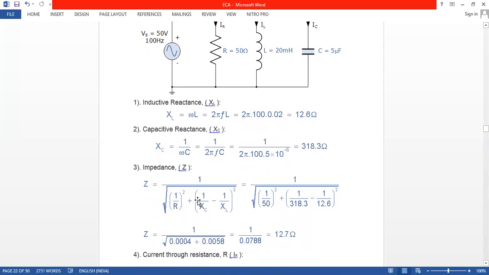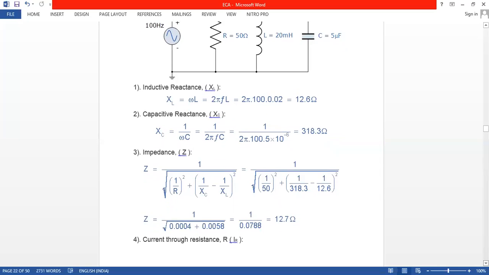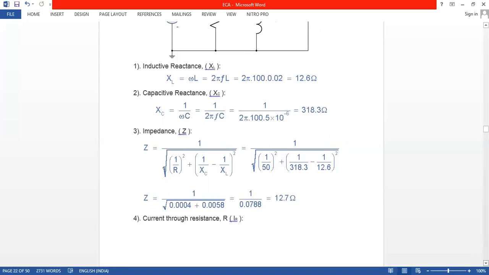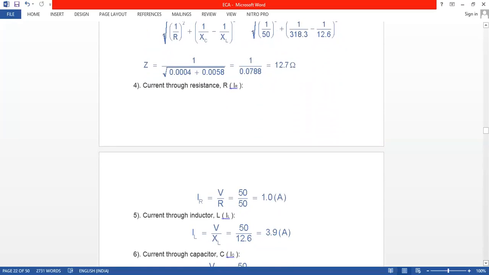Once it is a capacitive circuit, the formula is XC minus XL. Therefore, for the impedance, this is a parallel circuit: 1 by root of (1 by R) whole square plus (1 by XC minus 1 by XL) whole square. Yes or no? Now just substitute the values. How much impedance did we get? 12.7 ohms, the total impedance. So what is the formula for the current? I is equal to V by Z. Yes or no?